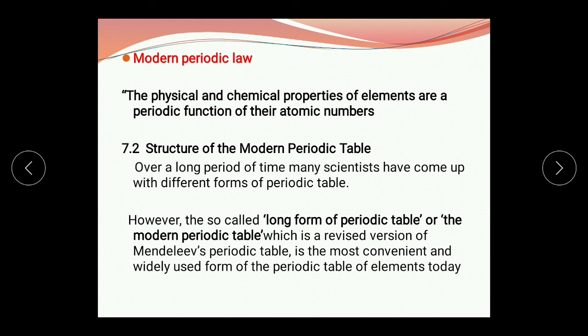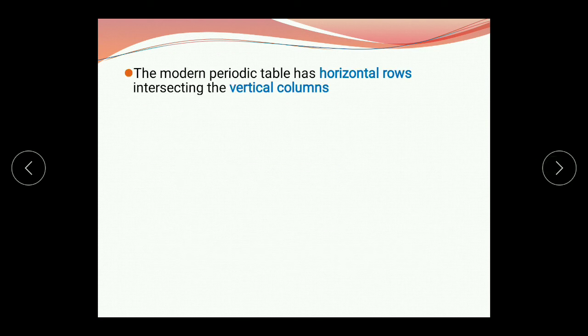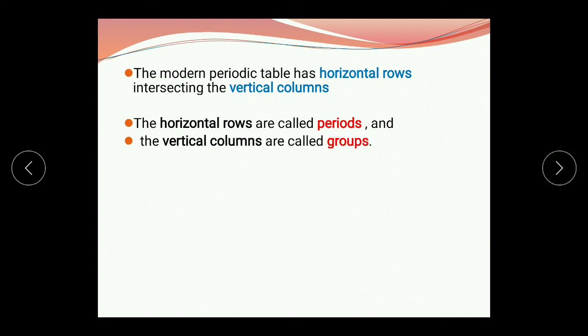And hence, the modern periodic table, what are the features of that? The features are like this. The modern periodic table has horizontal rows, and the vertical columns intersect them, and the squares or boxes formed by the intersection of rows and columns are where the elements are placed. The horizontal rows are called periods, and the vertical columns are called groups.